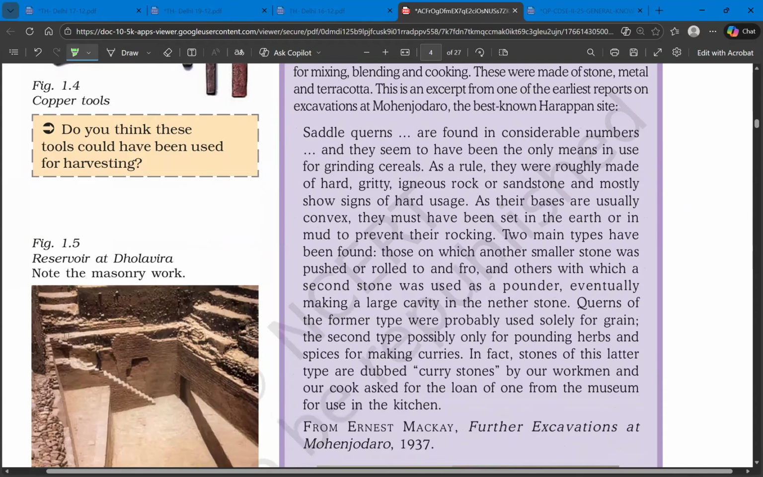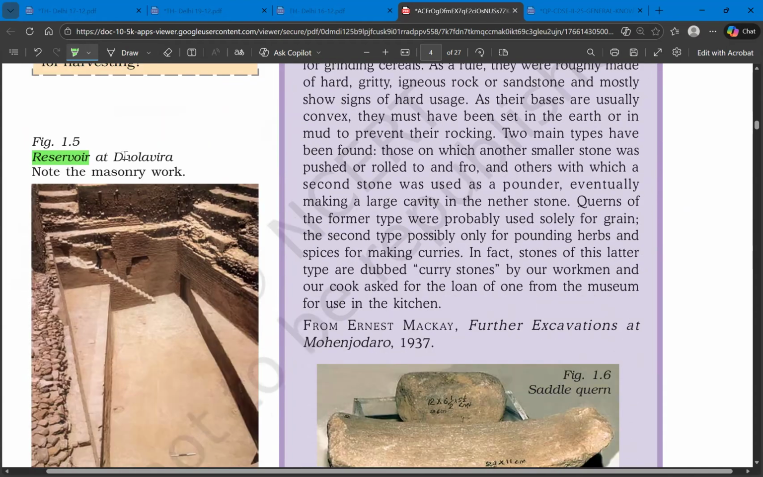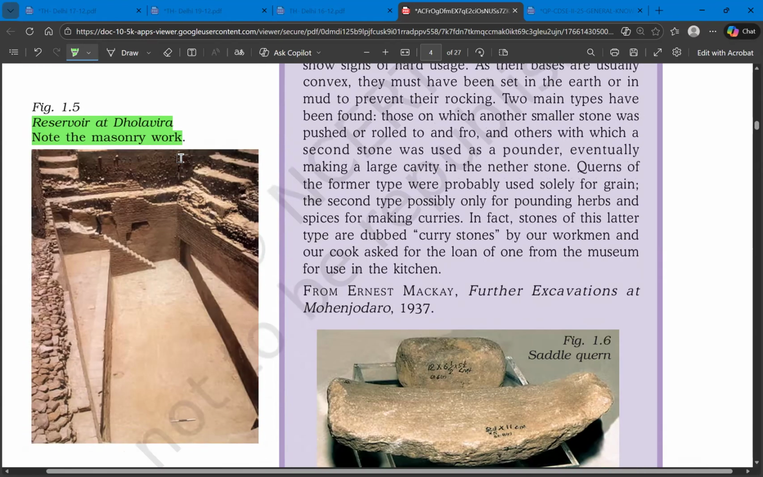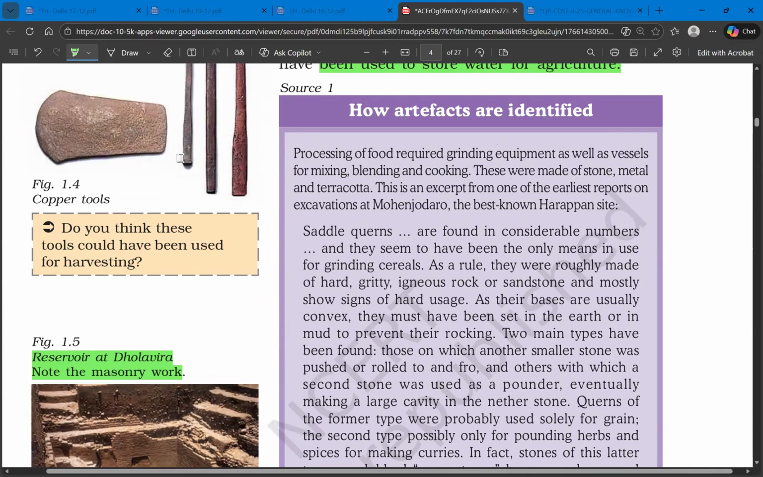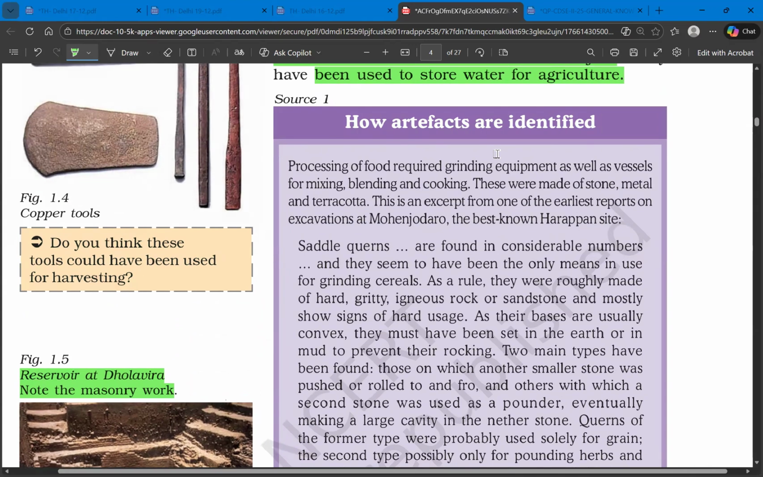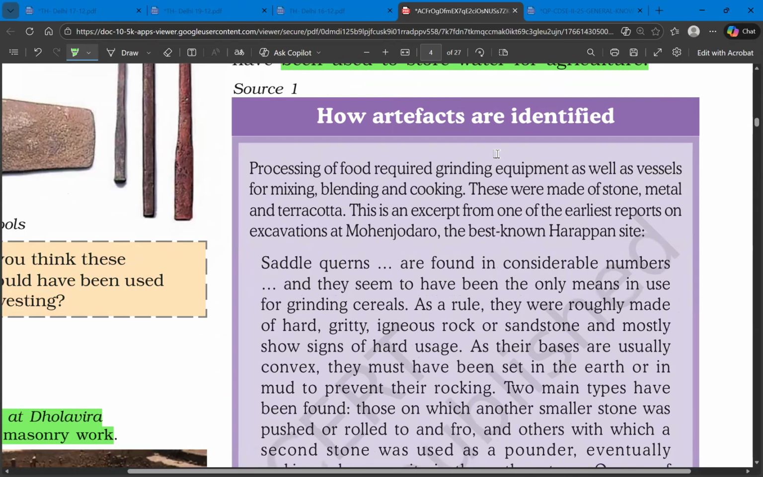So here we have the reservoir of Dholavira. This is a picture of that. The next one is how Harappan crafts and food are identified. Processing of food required grinding equipment as well as vessels for mixing, blending and cooking. These were made of stone, metal, and terracotta. So the equipment used for processing of food was made of stone, metal, and terracotta.